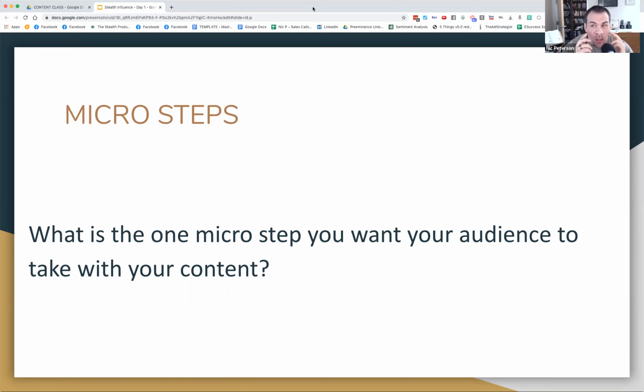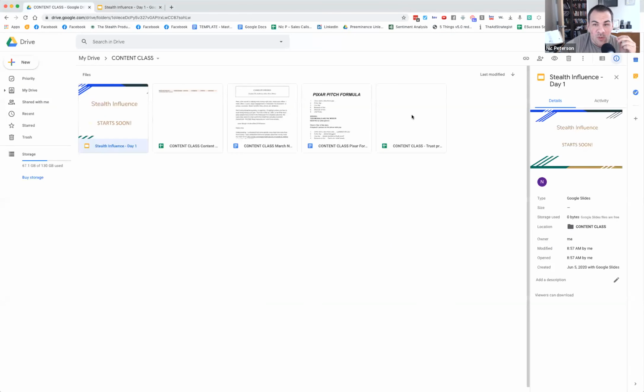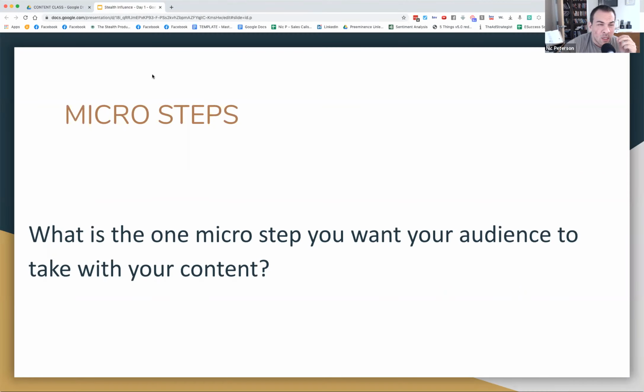It's a micro step. You need to identify which micro step you want to focus on so that as we work through these worksheets, and you can see there's 1, 2, 3, 4 worksheets we're going to go through in the next 4 days, you can workshop with me. I can workshop with you and figure out how to take that step. So if you want them to opt into a webinar, or you want them to get on a call, or you want them to buy from a sales page, whatever that micro step is, you need to get clear on it right now so that everything we present, you can put in that particular context.